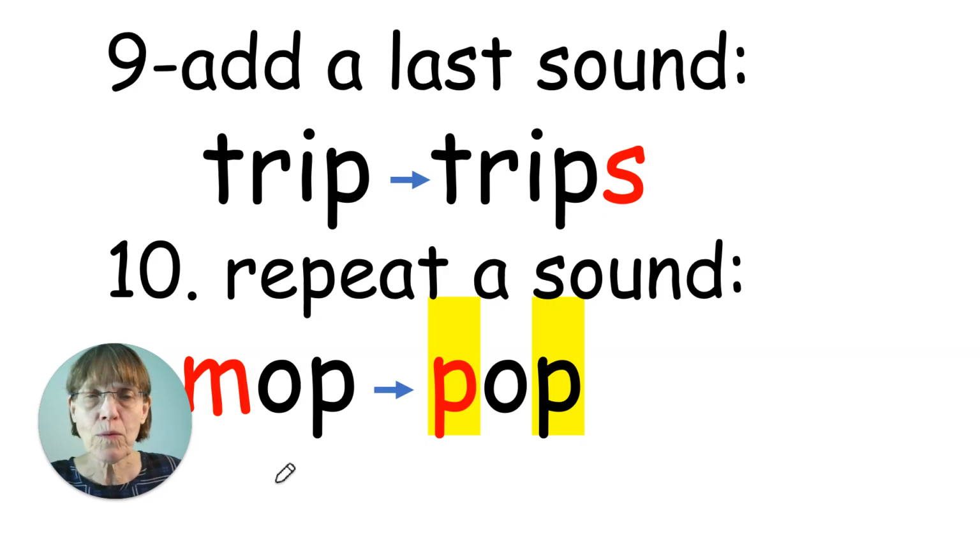In number 10, we repeat a sound. So we start with ah, 3 sounds. We continue with 3 sounds, but the 2 consonants are the same. Repeat means same. So there's 2 quiet P sounds. P, ah, p, pop.